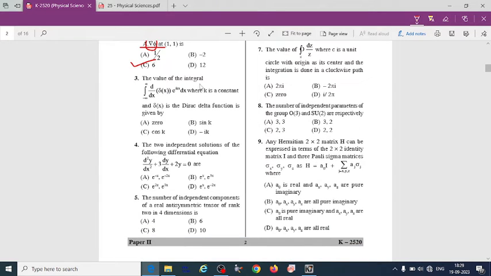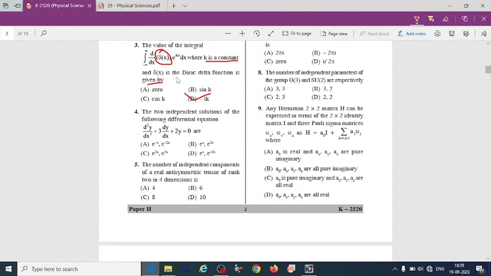The value of the integral from minus infinity to plus infinity of d by dx delta of x, e to the power ikx dx, where k is constant, delta x is the Dirac delta function and which is given by. So we need to find the value of this delta x so that the answer must be a constant. So here the correct option is D. Okay, minus ik is the correct value, so that you will get the answer k.